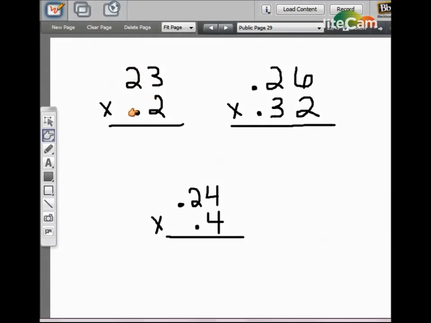How do you multiply numbers with decimal points in them? Well, first of all, you just pretend the decimal point's not there and you multiply like regular. So we're going to multiply 2 times 3 is 6 and 2 times 2 is 4.